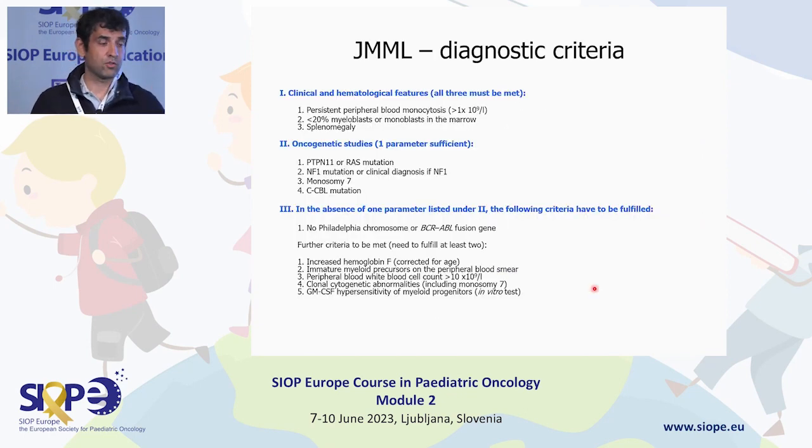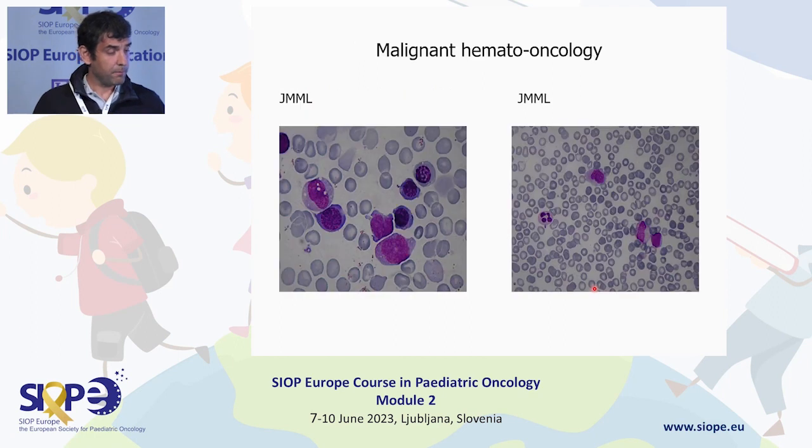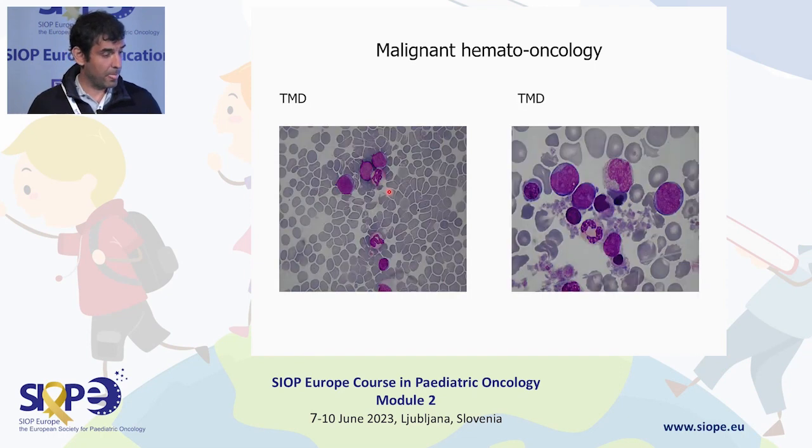I will not go through JMML in detail. We have diagnostic criteria. You can look them up in every treatment protocol and textbook. But as I said before, the peripheral blood of JMML patients has two very typical findings. You have the monocytosis, and you see the erythroid progenitor cells in peripheral blood. Patients have a typical clinical presentation with hepatosplenomegaly, sometimes very critically ill patients.